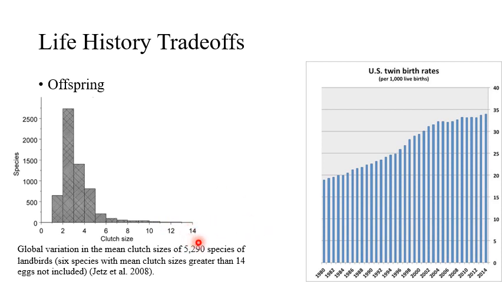So this is 5,290 species of land birds, right? And you can see the vast majority of them fall between 1 and 14 eggs in their clutch size. Apparently there's 6 that have greater than 14. But most of them have 3 to 4, right? The vast majority have somewhere between 3, 4, or 5 eggs, okay? And so that represents an evolutionary trade-off where birds, as relatively K strategist species, have decided to invest in a fairly modest clutch size and hope that most of them live.